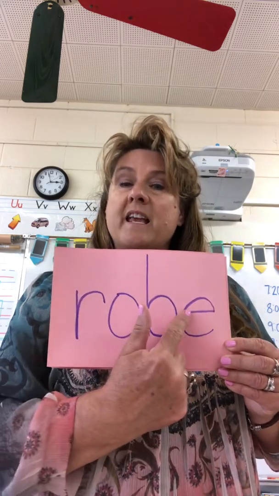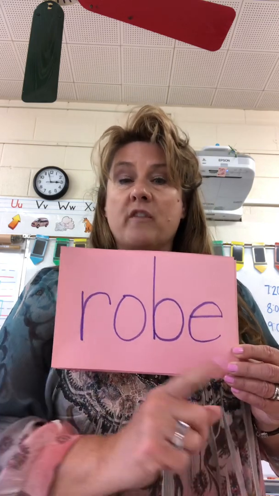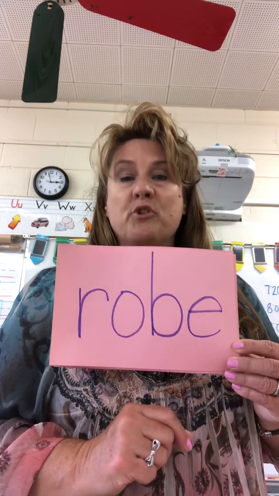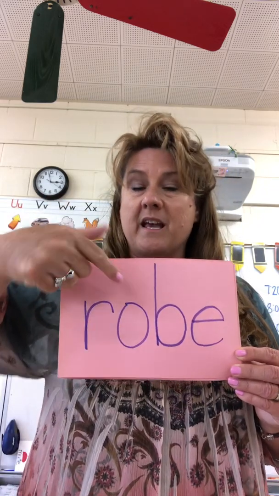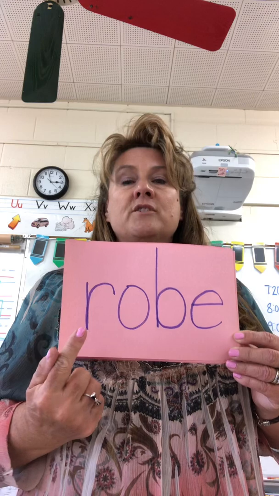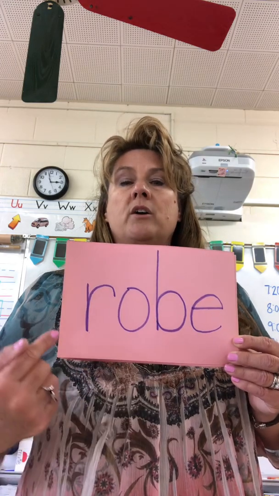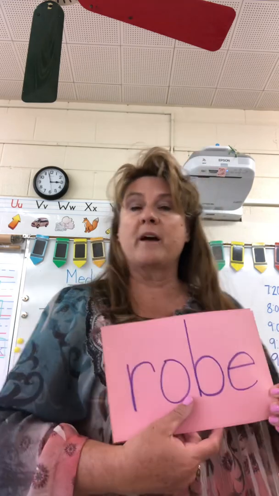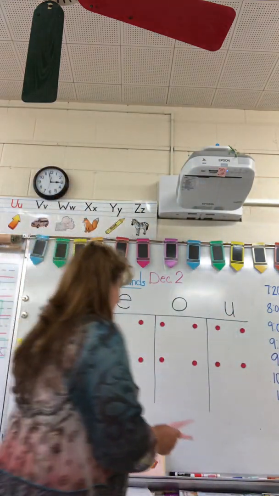But here's an E on the end. What do we know about an E on the end of a word? You're right. This E is going to jump over this B and make O say its name. So our word is R-O-B, robe. We learned about a robe that a queen and a king would wear in our grand reader.